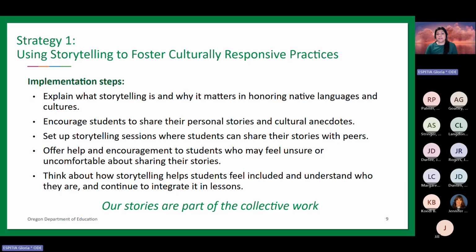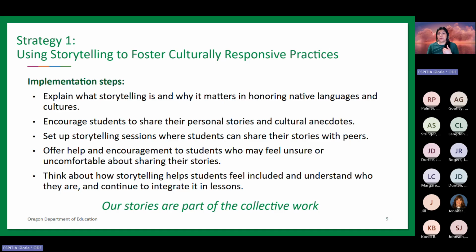And while this takes place, we need to be ready to offer help and encouragement for students who may feel unsure or uncomfortable about sharing their stories. So that includes ways to really affirm them and validate their experiences and their identities. And knowing that storytelling helps students feel included and to understand who they are, we'll want to think about what we're hearing from the stories and how we can continue to integrate them into classroom lessons.